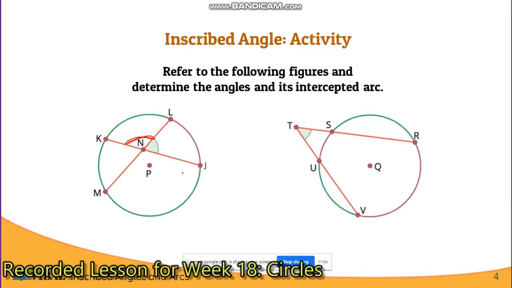Baka nakamute ka. Hello? Can you see my screen? Yes. Okay. Janica, for angle K and L, we have angle K and L. What is the arc formed?